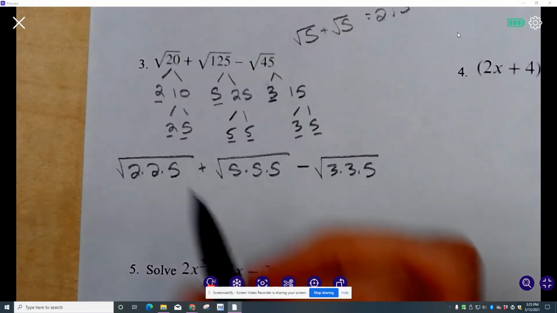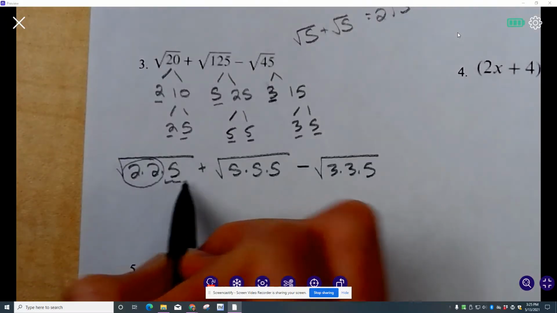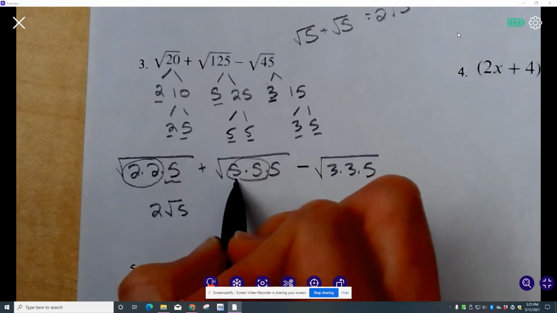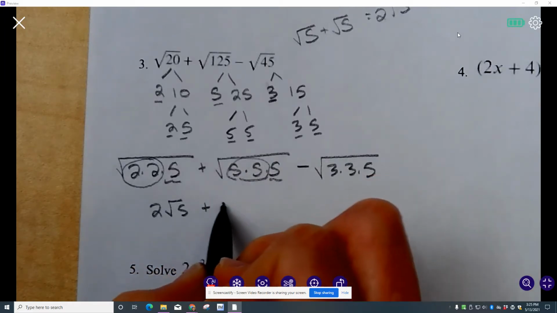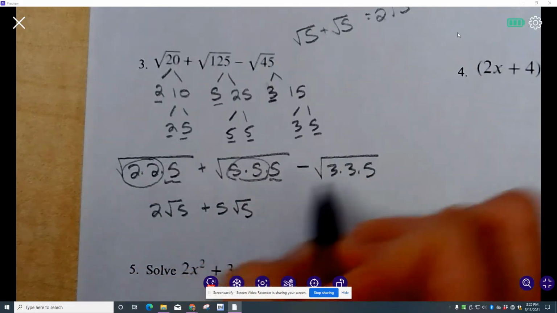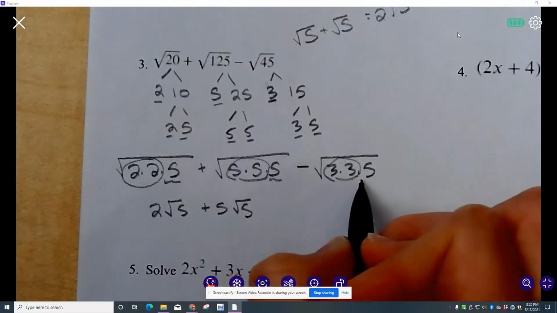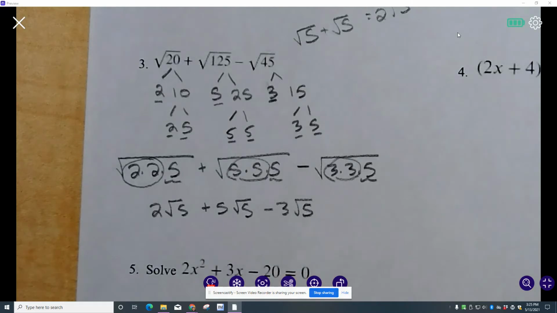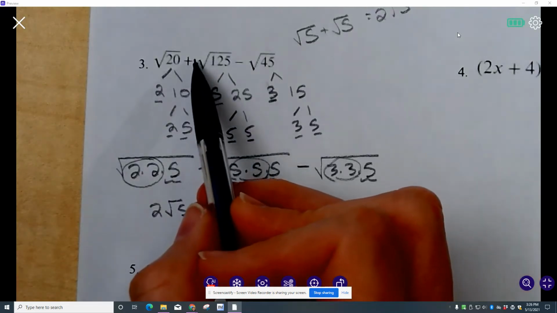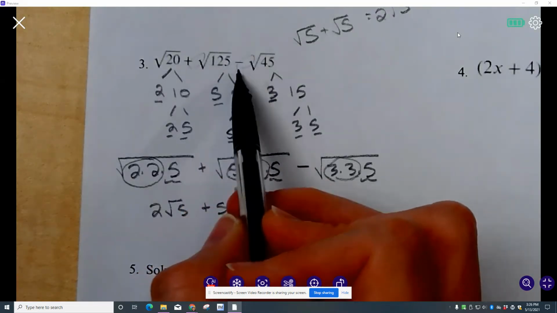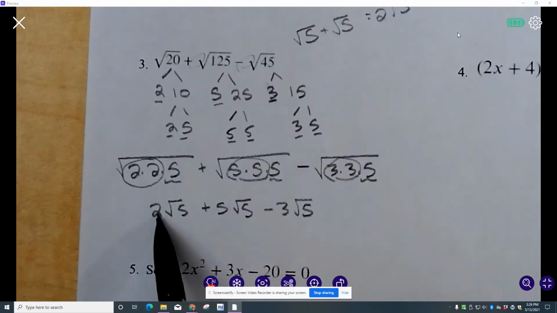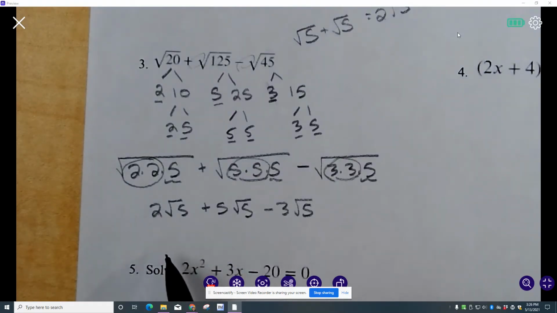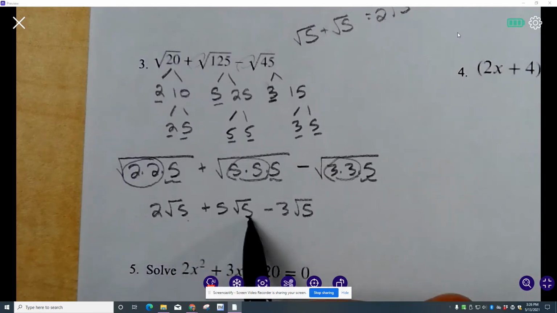Now do your jailbreaks. 2 breaks out, 5 is stuck. 2 square root of 5. 5 breaks out, 5 is stuck. Plus 5 square root of 5. 3 breaks out, 5 is stuck. Minus 3 square root of 5. Remember, if we would have had somebody outside of jail here, we would have multiplied whatever broke out by whatever's outside the jail. Now, these are all like radicals.